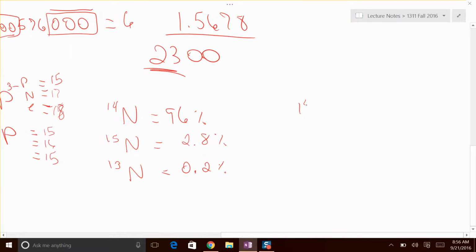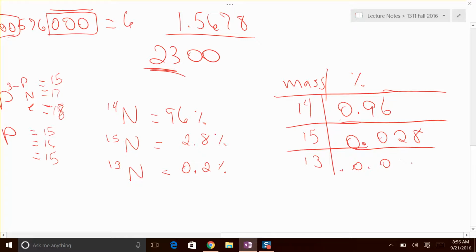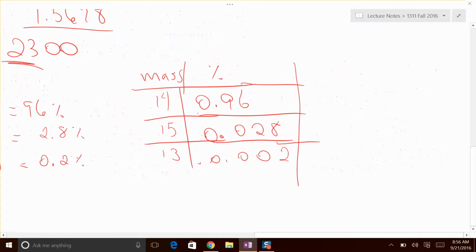Okay, so I have masses of 14, 15, and 13, and so these are my masses. And I'm going to multiply them by their percent abundances, but not in percent form, in decimal form. So 0.96, 0.028, and 0.002. Okay, so these are the forms that I'm going to use. I simply divide by 100 for each one of them. So 14 times 0.96 is what?